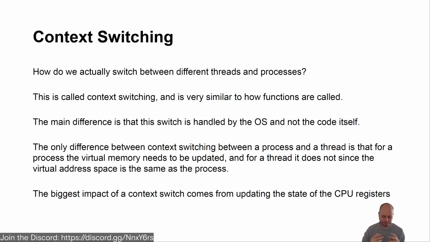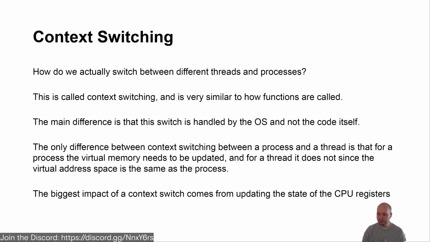So the main difference between that context switch and a process or thread context switch is that the latter is done by the operating system, not your code itself. And so, again, one of the main things, as I mentioned, between switching between processes and threads is when you're switching between a thread and another thread within the same process, you're not updating your virtual memory. But when you're switching between two different processes, you are. And that's because threads share that memory.